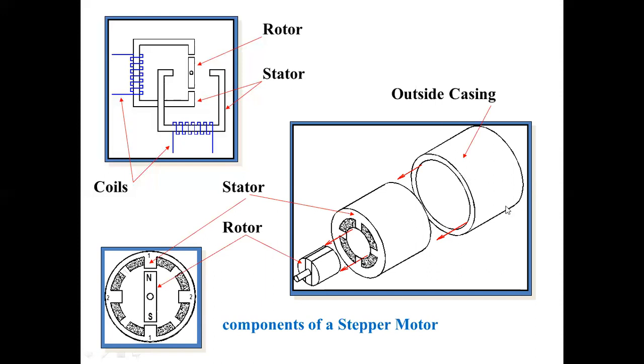Here is the outside casing. After that, it should be a stator. This is the stator, and inside it is the rotor. It is the rotor. Nothing but this is the pole which is shown as the rotor, and it is the stator. 1, 2, and 1 dash, 2 dash. These are stator coils.